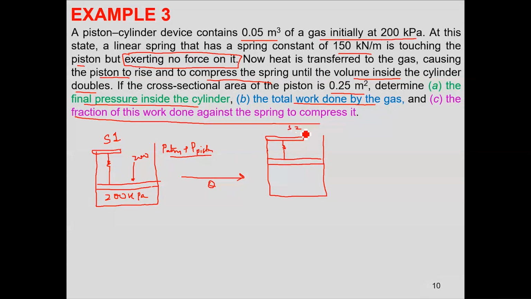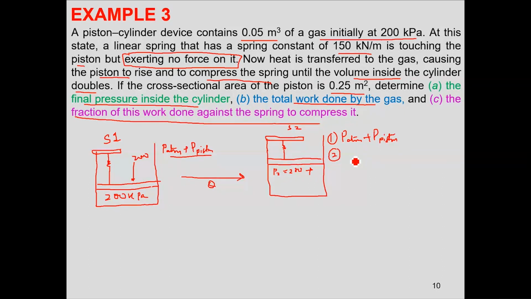All right. So this is your state 2. Now I know that the atmospheric pressure and the weight of the piston have not changed. So the pressure at final state P2 is 200 kilopascal, acting against the atmospheric pressure and the piston plus some other pressure. There are two external pressures acting on the system. One is due to the atmospheric pressure and the weight of the piston, which is essentially 200 kilopascal. What is the second pressure?